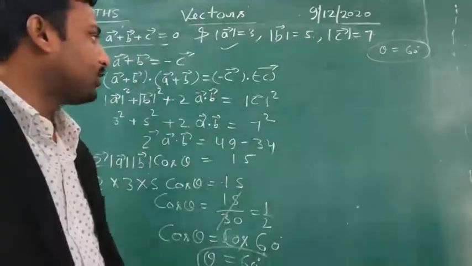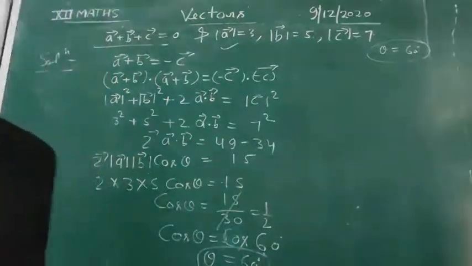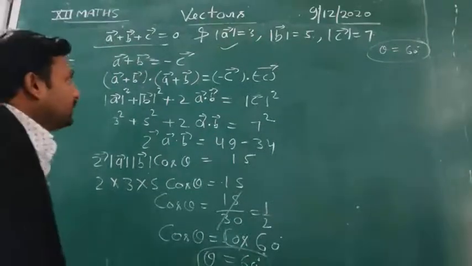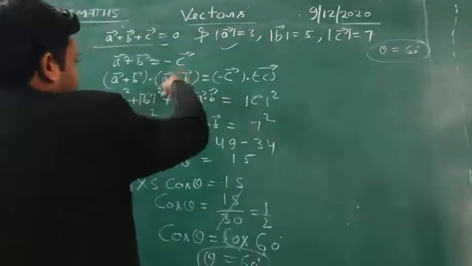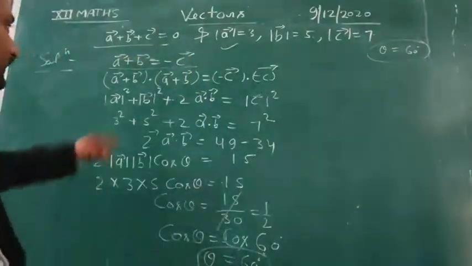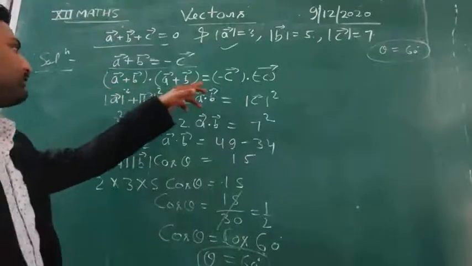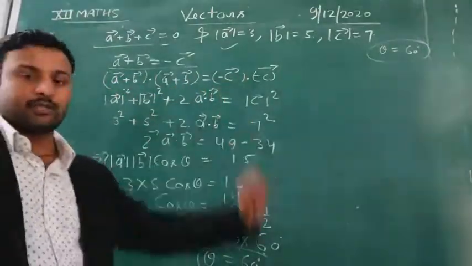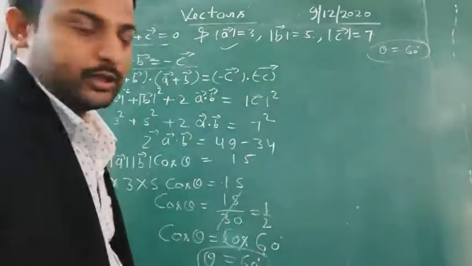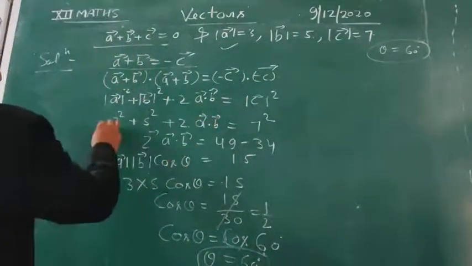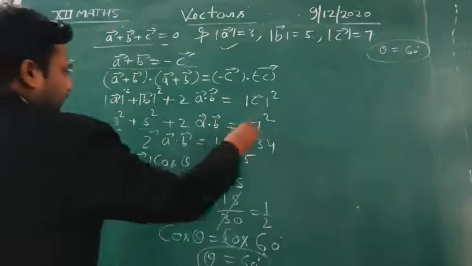Okay, students, I hope you understand. This is a very easy question. What we are doing is just squaring A plus B is equal to minus C, and after squaring we are getting A plus B which is minus C. Okay, it will change to plus, minus, plus, and C dot C is magnitude of C square, A square, B square, 2AB. Now we will put the values of A, B and C.